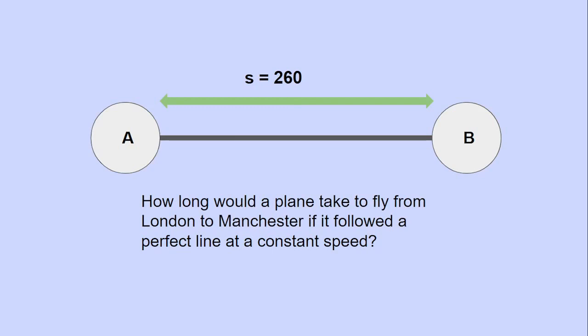How long would a plane take to fly from London to Manchester if it followed a perfect line at a constant speed? We need to know what speed it is going at. We need to know what value U has got. So U symbolizes the speed. We could also use the letter V, but in this slide we'll use the letter U.